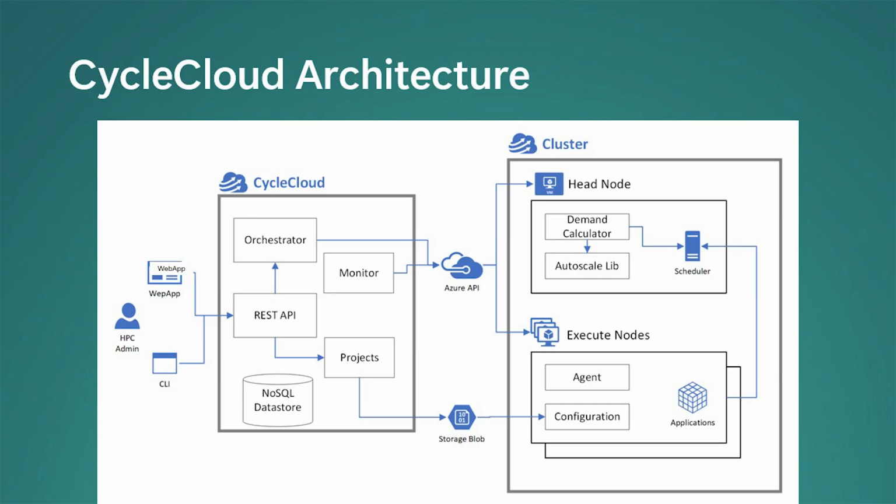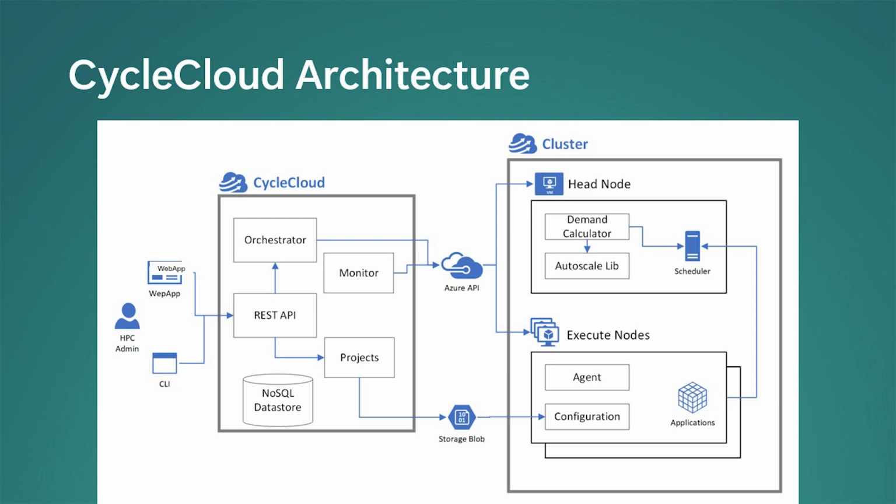You have a head node or a scheduler that users either log in to directly, or maybe they log into a login node that has access to that head node. They submit jobs. And then we have this component that, when you look at this slide, there's demand calculator and autoscale lib. Those two pieces are basically our scalelib offering. And that's kind of the magic inside of CycleCloud.